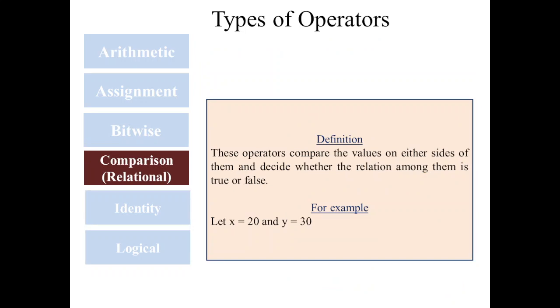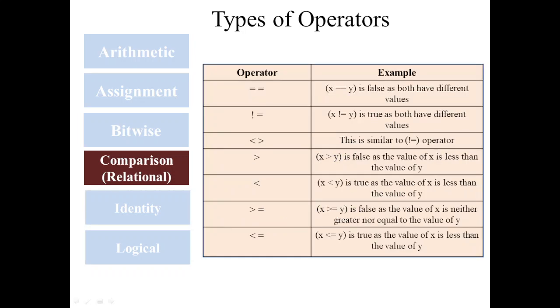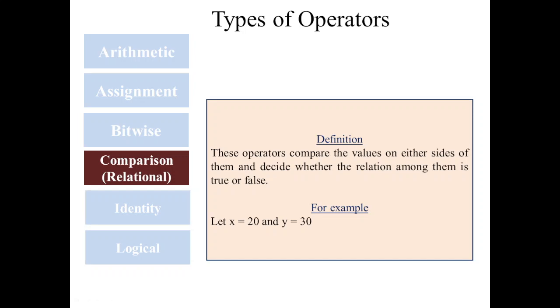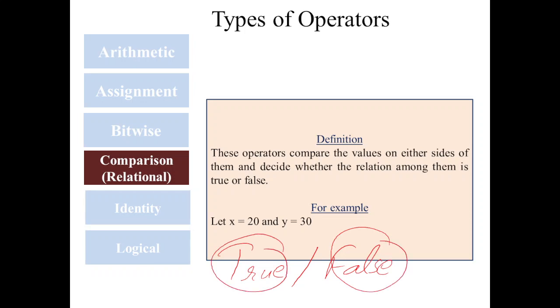Okay, next is comparison operators. Comparison operators are also called relational operators, and they are used to compare two values. For example, their output is only in true or false form. They do not give us any other output. They just check the two values and then give us the answer in one of these forms.